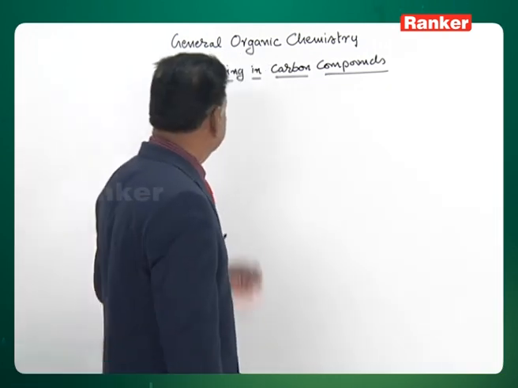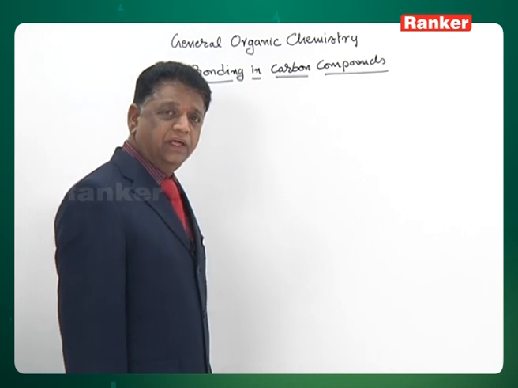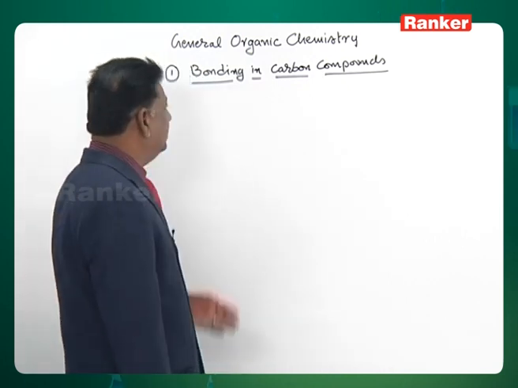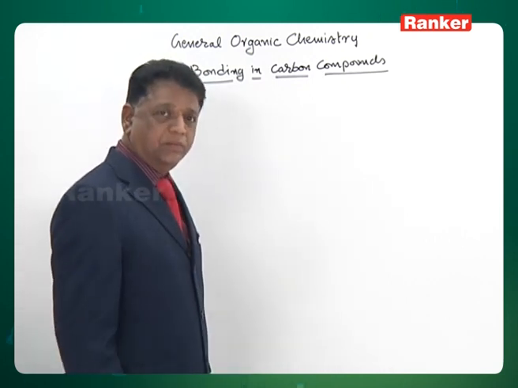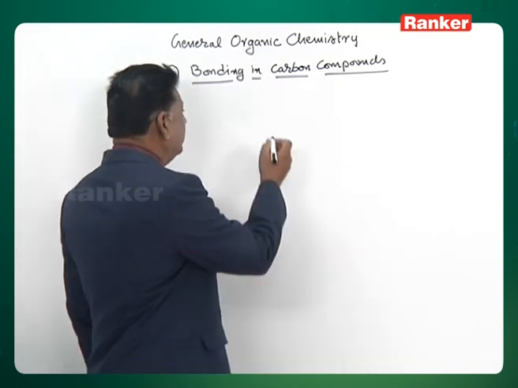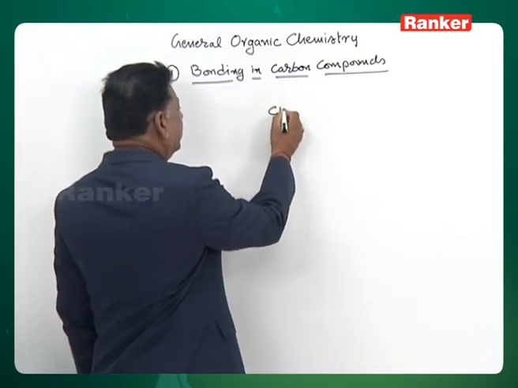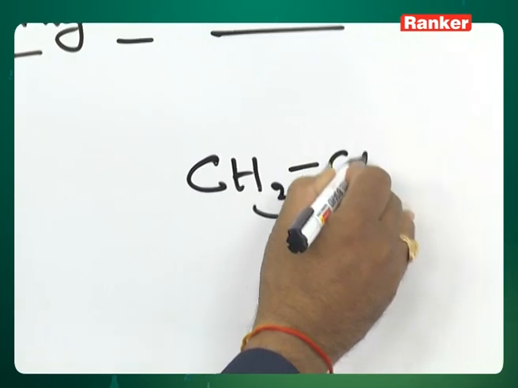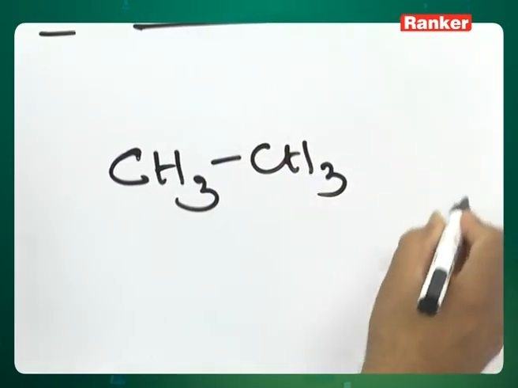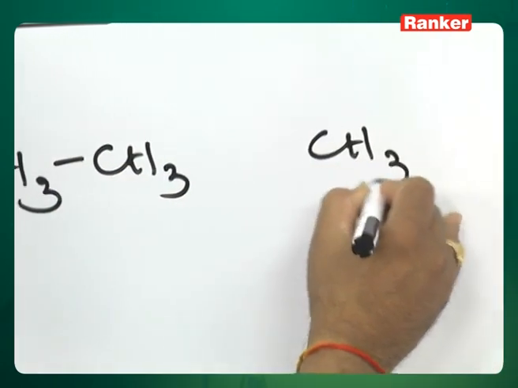Let us take up general organic chemistry today. In this, topic 1 is bonding in carbon compounds. Bonding means, for example, you have an ethane molecule and there is another ethane molecule.